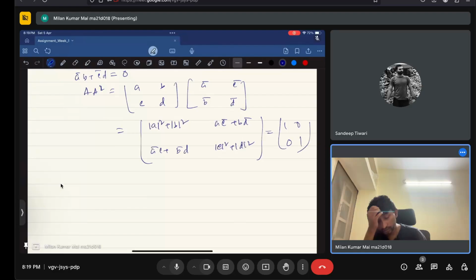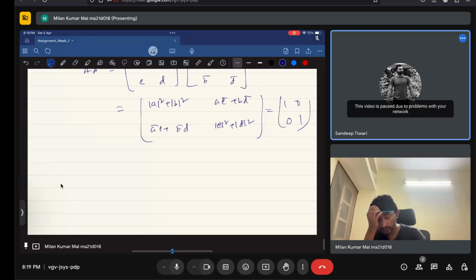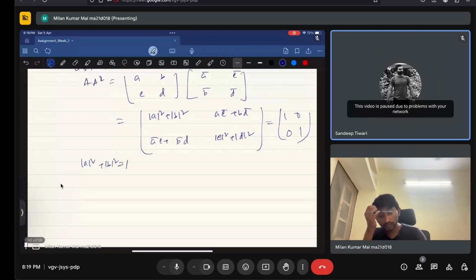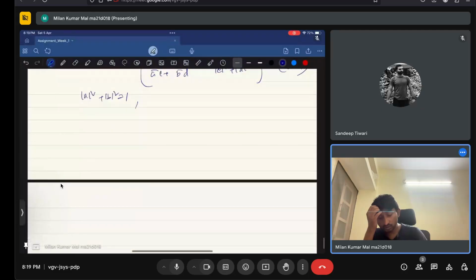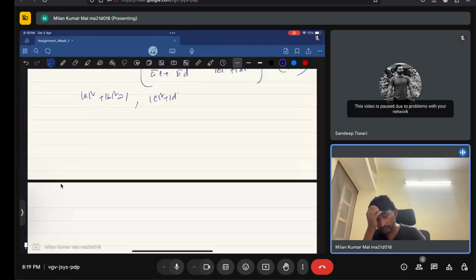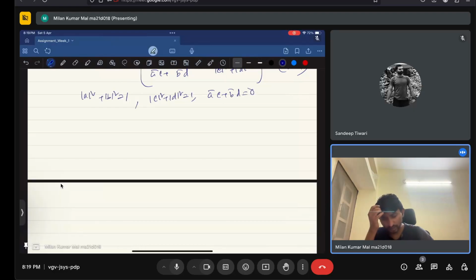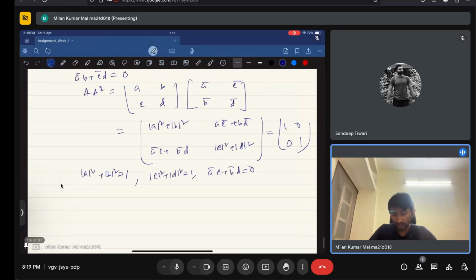So what we will get? It will be the same, sir, because it is given. There are two different things. A bar C plus B bar D is equals to 0. But why is this minus here? What is the correct option here?